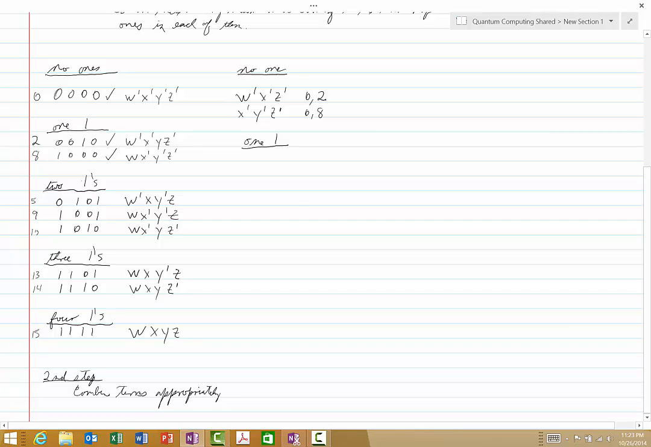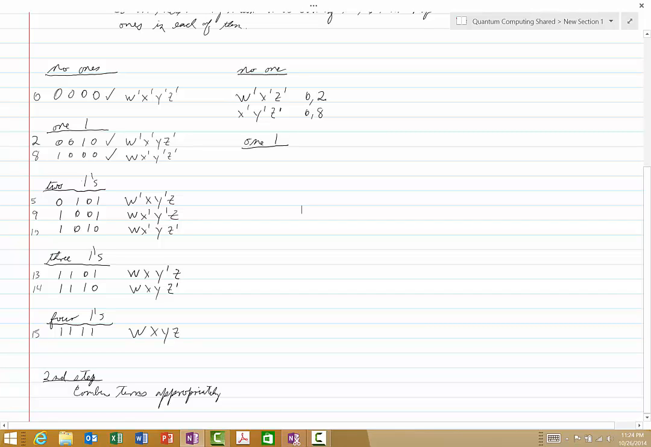Similarly, 2 and 9. The difference is 7. That's not a power of 2. So these two should not combine. And indeed, if you check them, they differ in the w position, and they differ in the y position, and in the z position. Again, they differ in w. They're the same in x, but they differ in y as well, and z. So since they differ in more than one position, they cannot be combined.